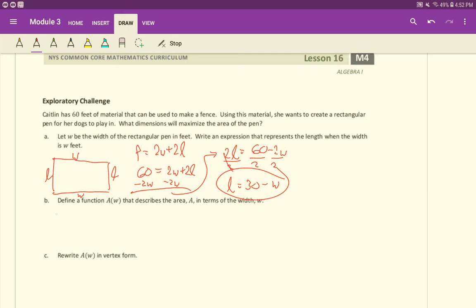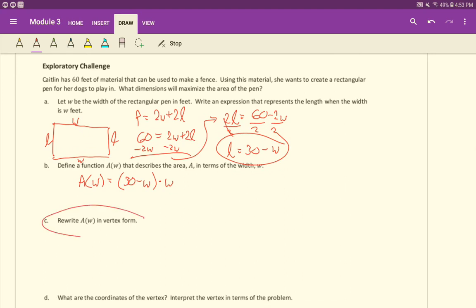For letter B, define a function A of W that describes the area in terms of the width. And you can know we're using the width here because we're using W for our independent variable. The area of a rectangle, remember, is length times width, but we know what the length is. We just came up with this expression right here. So we can rewrite this as 30 minus W instead of the L, times W.